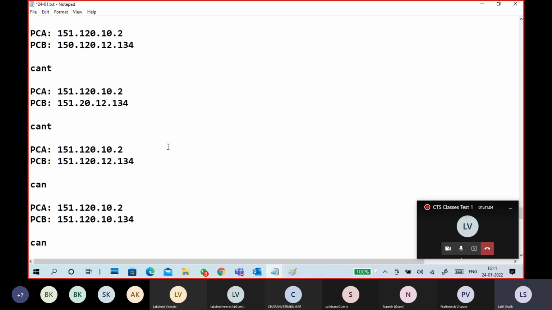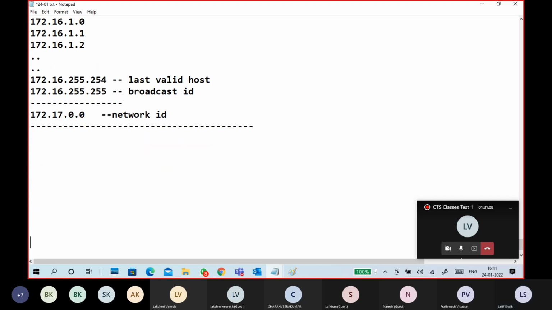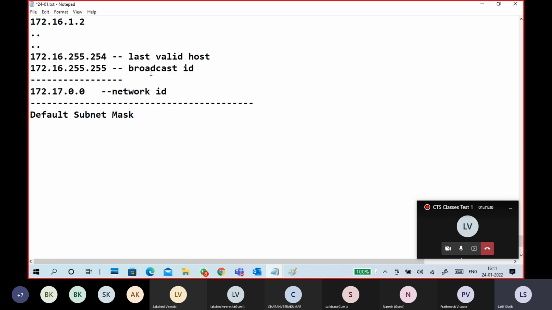Okay. The last point in this one is subnetting. In IP address, the last point is subnetting. I have already given the default subnet mask. I already told what the default subnet mask is. I gave the information, but I didn't explain what this subnet mask is and all.